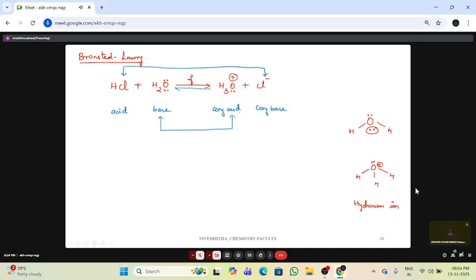The question we can expect is they'll give you any chemical compound and they may ask you to write the conjugate base of that compound or the conjugate acid of that compound, and it is very easy to write. I'll give you the shortcut now.